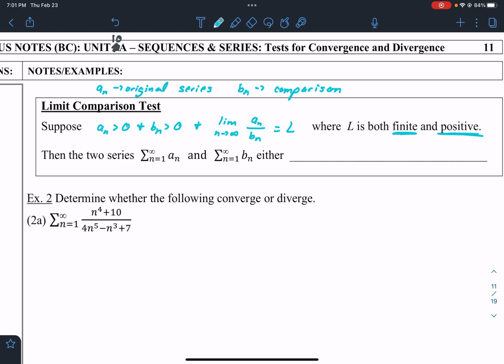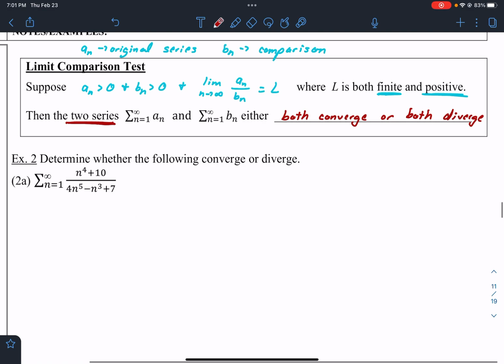And what that means is not that they converge or diverge, but basically the two series are both behaving the same way. So they either both converge or they both diverge. So they're going to behave the same way.